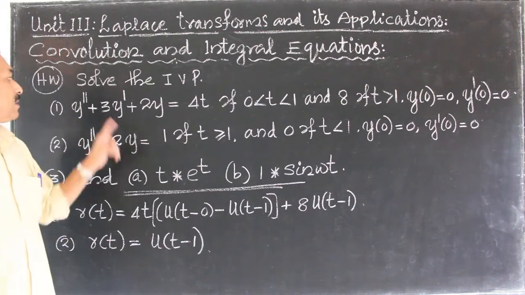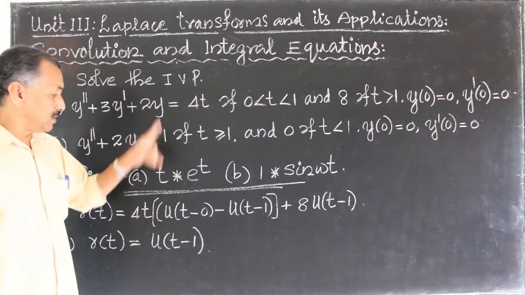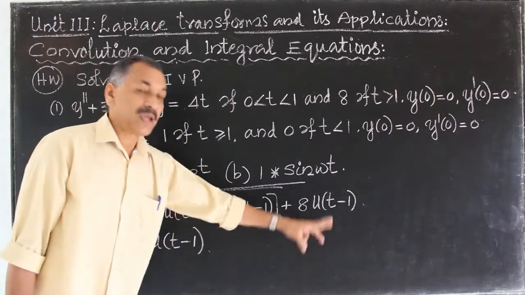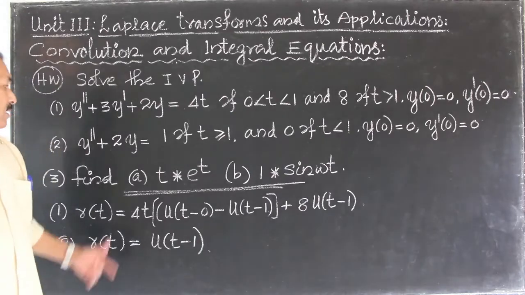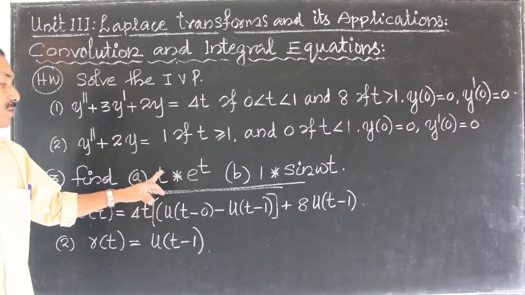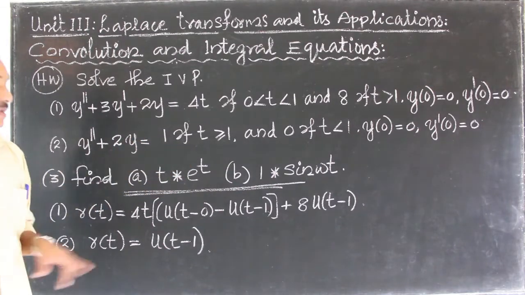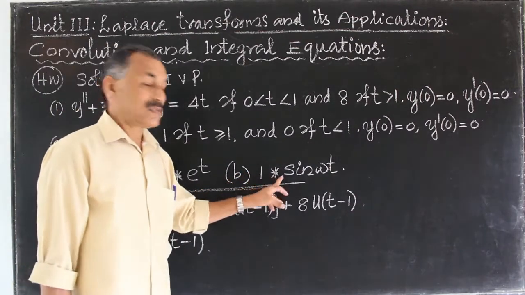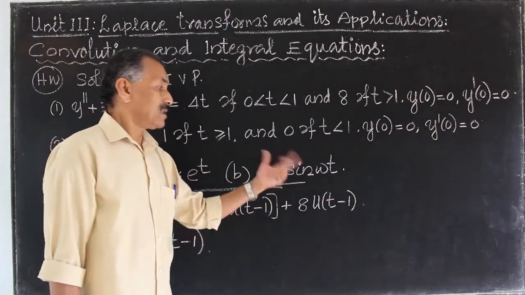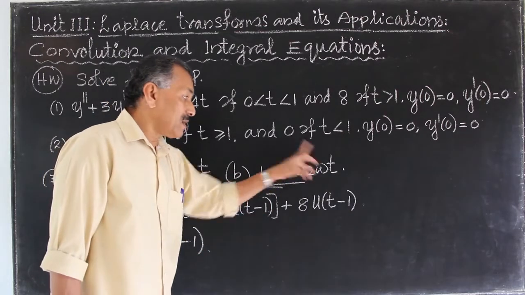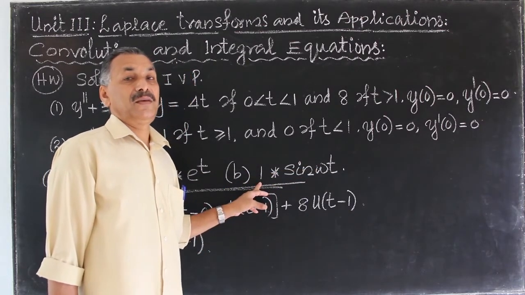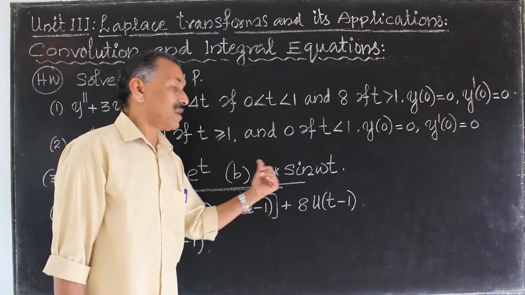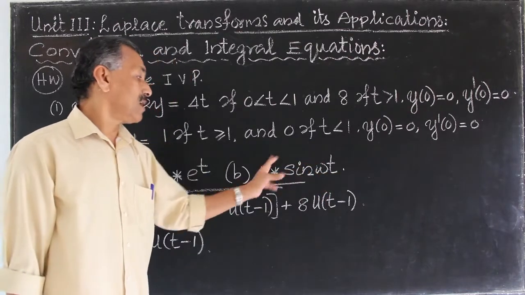This problem, y'' + 3y' + 2y is equal to 40 into (u(t - 0) - u(t - 1)) plus 8 into u(t - 1). Then you can find the convolution of t with e^t: f(t) is equal to t, g(t) is equal to e^t. Second one, 1 with sin ωt, and sin ωt with 1, that is f(t) is equal to sin ωt, g(t) is equal to 1. Then find 1 * sin ωt or sin ωt * 1.